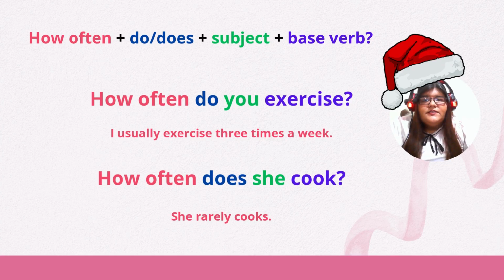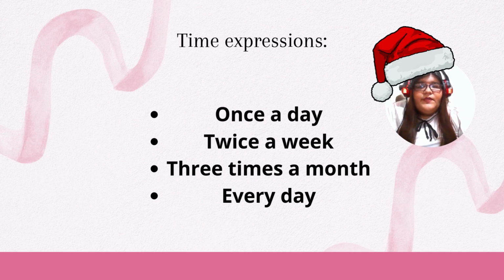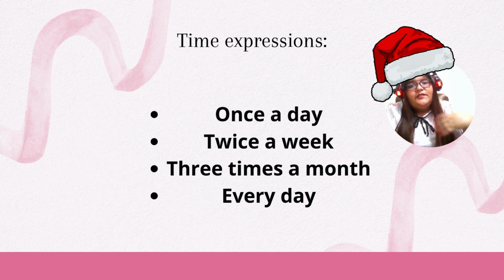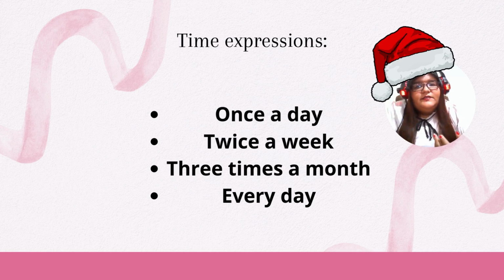So now guys, let's see how to formulate questions with how often. We will make the sentences in this format. How often, and we will add the auxiliary verb do or does plus the subject plus the base form of the verb. How often do you exercise? And you can answer, I usually exercise 3 times a week. Or, how often does she cook? She rarely cooks.